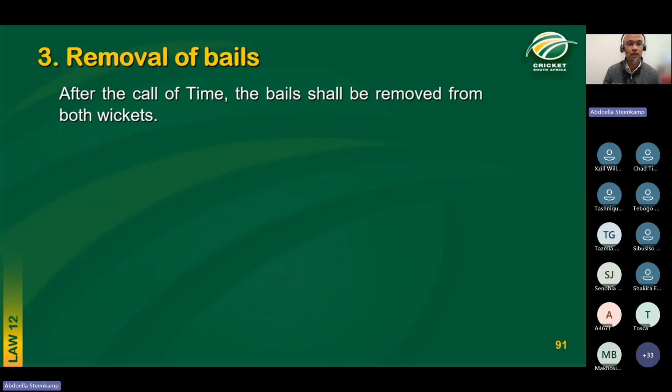As soon as you call time, the law wants the bails to be removed from both wickets. So before you go for lunch, you'll call over, time, and you'll indicate that it's now lunchtime. Both umpires need to remove the bails from the respective ends.